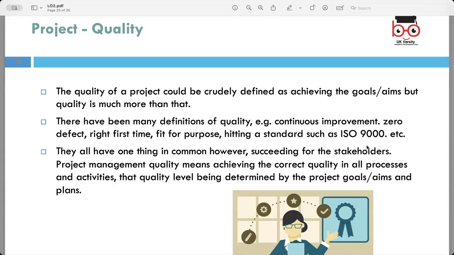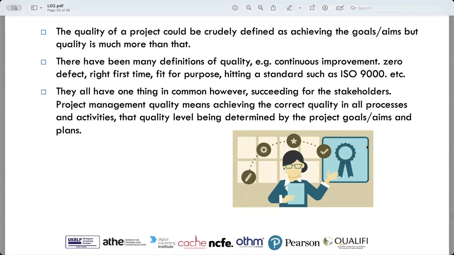Achieving quality means doing every part of your project with care and attention to detail. From your literature review to your analysis and final conclusions, the quality level should match the aim and goals you set at the beginning. If your aim was to explore the positive impact of globalization, then your findings and presentations should clearly reflect that. Always remember, a well managed project is not just completed, it is completed well.